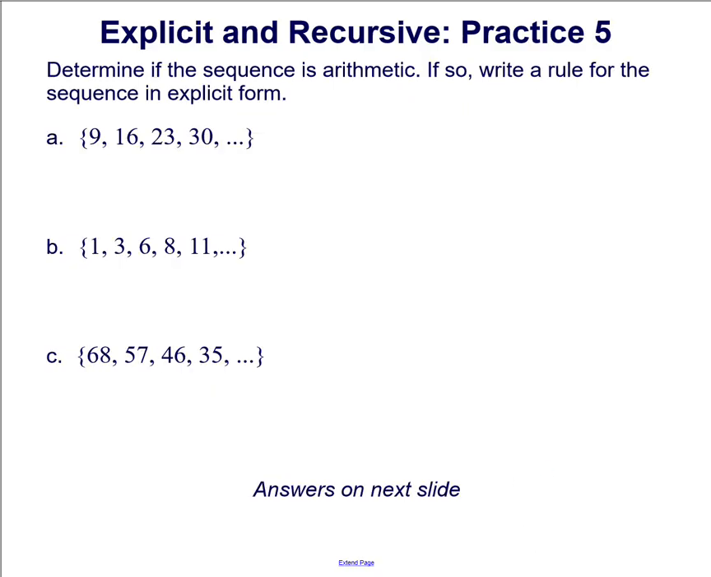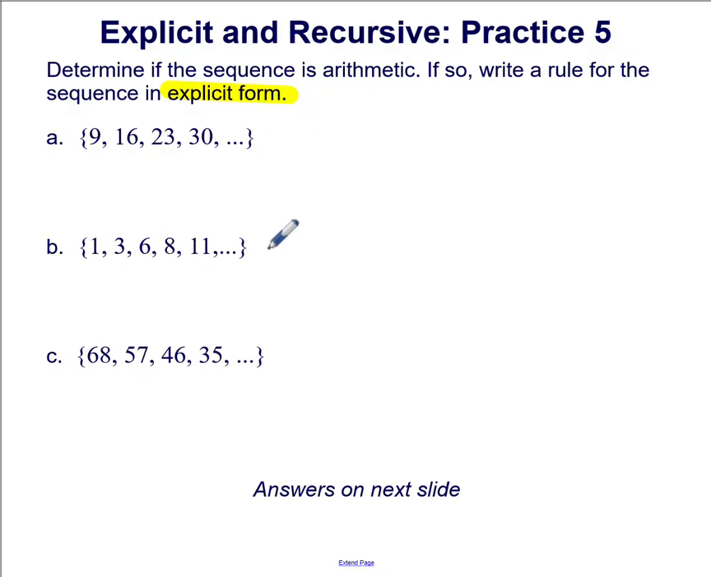Practice number 5. Determine if the sequence is arithmetic. If so, write a rule for the sequence in explicit form. So there's actually two things we're going to do. You have to make a determination: is this an arithmetic sequence or not? If it is, write the rule in explicit form. Here are the three sequences. The first one is 9, 16, 23, and 30, and that continues on to infinity.